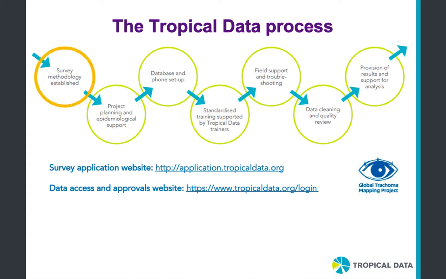Tropical Data provides epidemiological support for protocol development and sampling, planning and budgeting support if required, provision of materials such as loupes, phones, follicle size guides, and 3D goggles, qualified trainers and bespoke training support, and support with data collection, storage, cleaning, approvals, and analysis. I will go through each of these in a little more detail in the following slides. Please note that different websites are used for planning a survey and for accessing and approving the data.